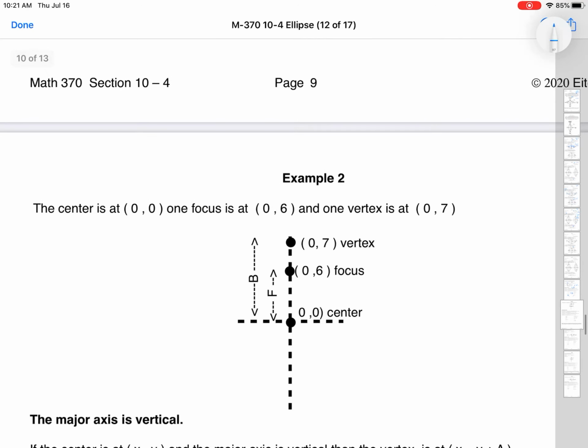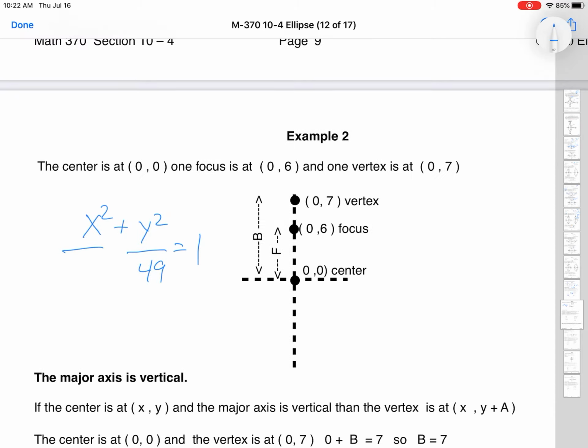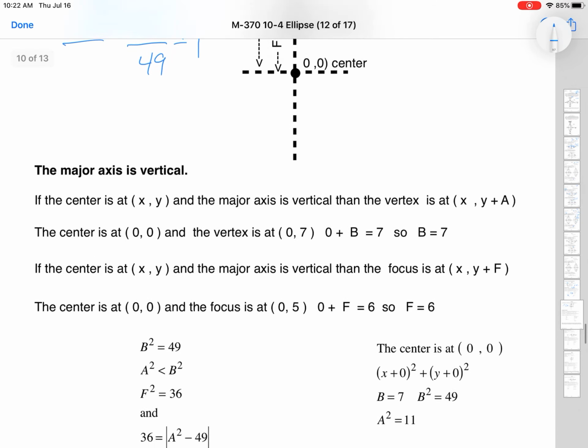Another one where the focus is at 0, 0. Where the center is at 0, 0. So we now know it's an x squared plus y squared. We know that everything is happening in the y direction because of the focus and the vertex. We know that 49 is underneath there. And we also know, and I'm interested to see how he's going to handle this.